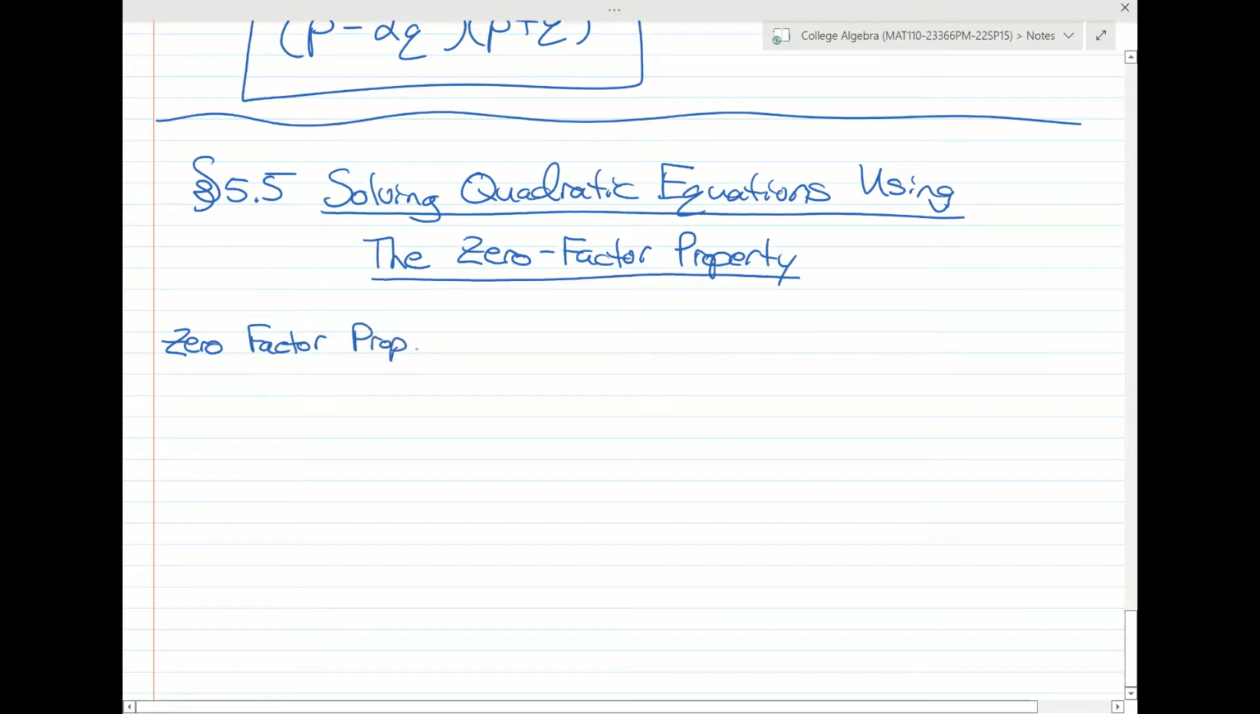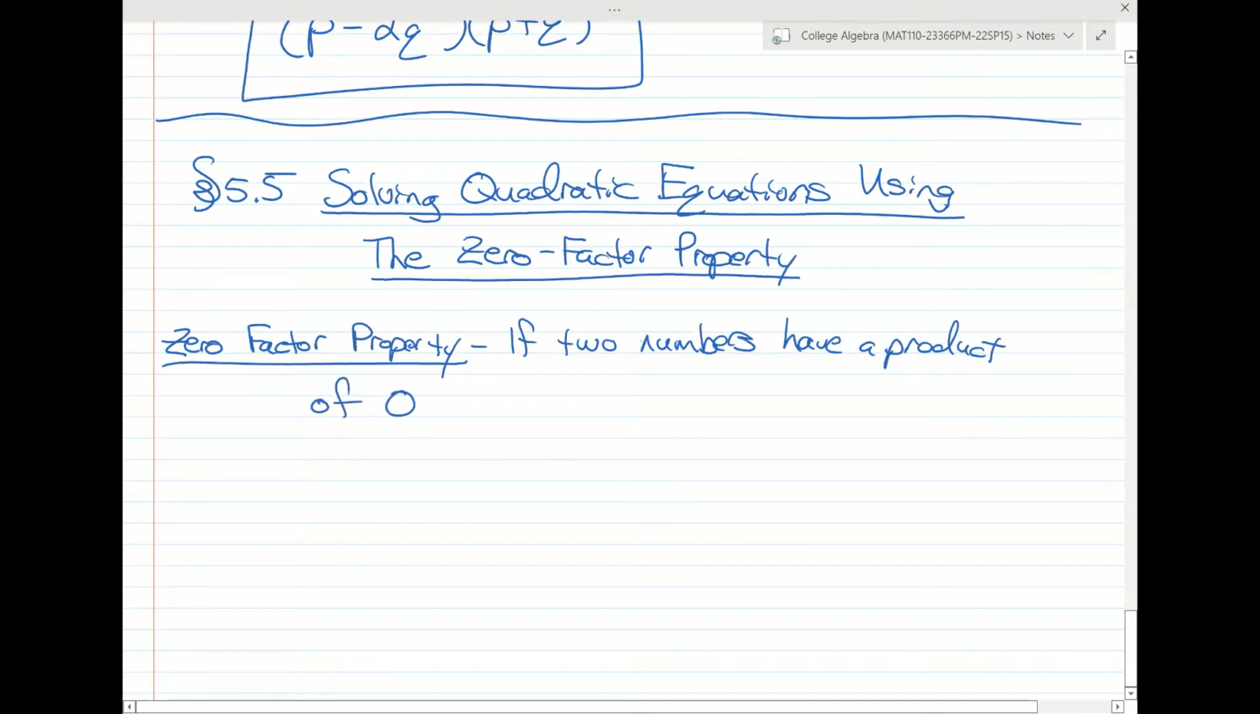The zero factor property just says if two numbers have a product of 0, then either one of those numbers or both are 0.